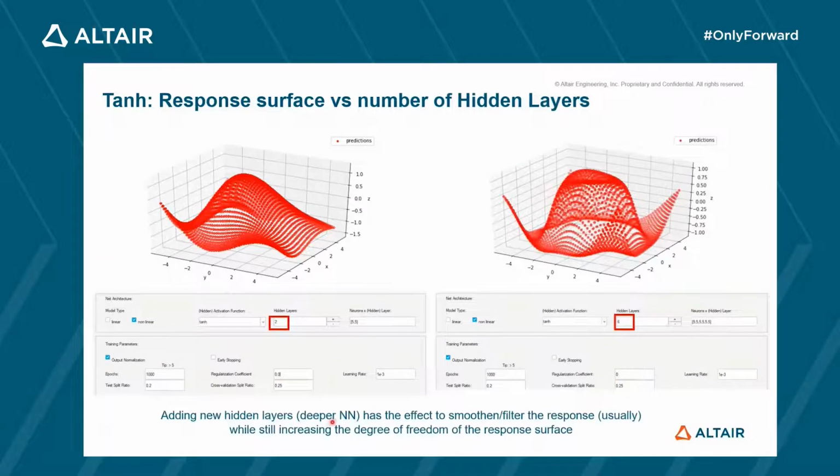Adding hidden layers has this effect of more smoothing the response and at the same time increasing the degree of freedom of the response surface, which means the response surface becomes more flexible and better able to predict output values.